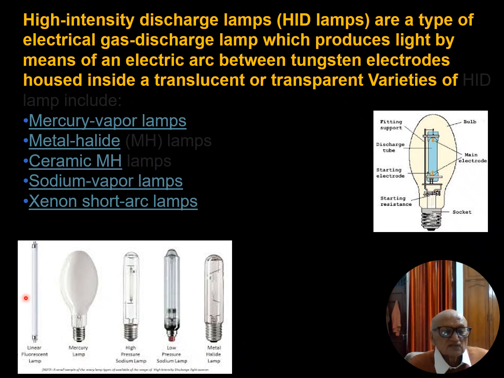I have shown different types of lamps. This is your fluorescent tube, which is low pressure mercury vapor. This is the mercury vapor lamp, which is known as high pressure mercury vapor. This is high pressure sodium lamp. This is the low pressure sodium lamp, and this is metal halide, which is used mostly in sports. This gives a better color characteristic and a high efficiency. Its efficiency is more than high pressure mercury vapor.